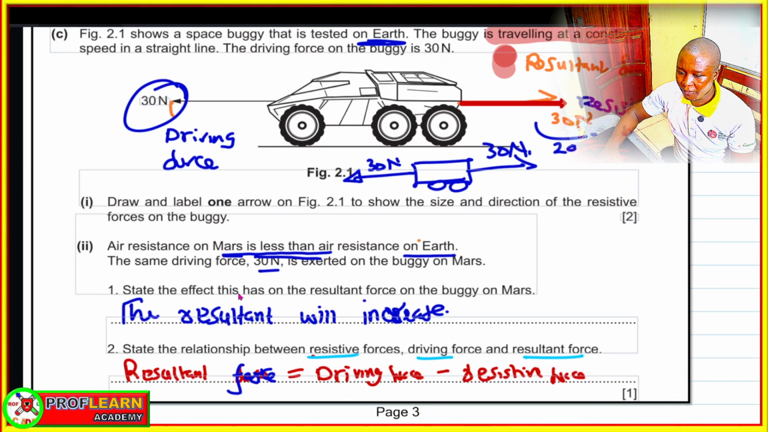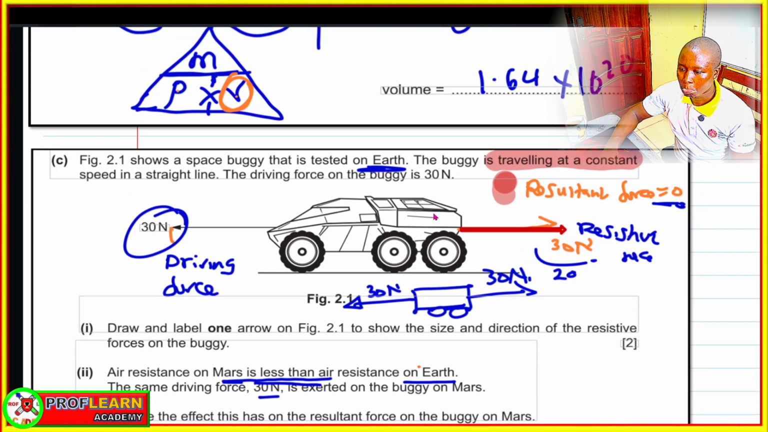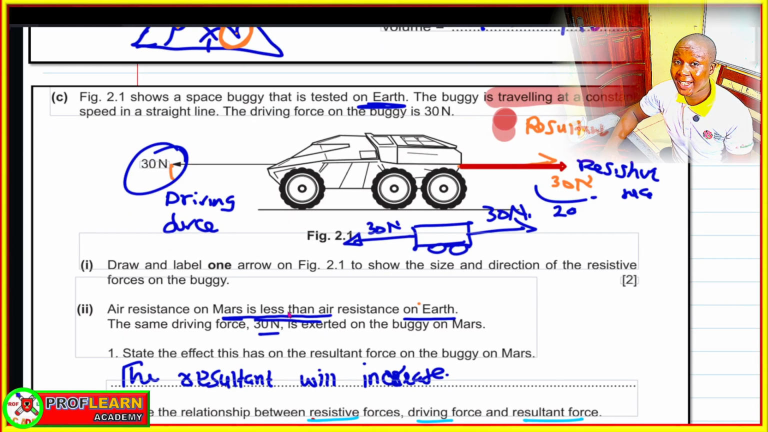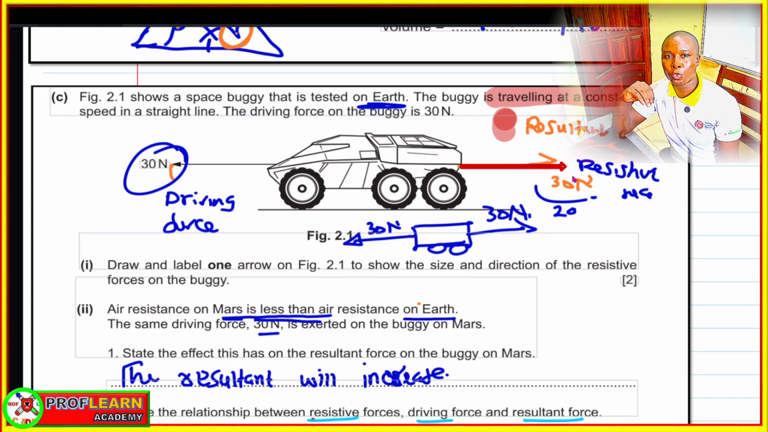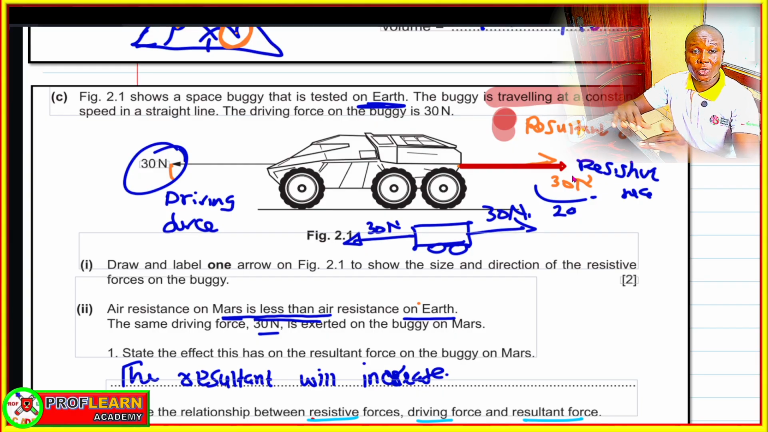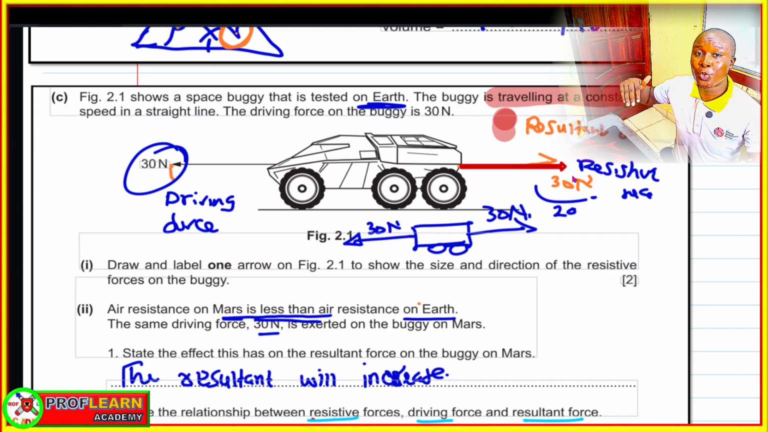Then state the effect. Remember, we are told that air resistance on Mars, this was on Earth, but on Mars, air resistance is less. So if this force is going to remain the same, then the resistive force is going to be less. While right now it's on Earth, the forces are balanced, 30, 30. Resistive force is 30. But when this buggy is going to be placed on Mars, so that it can do the analysis and send the information to the scientists on Earth, so that we can analyze what's happening on that planet, then we are told that the resistive force is less, which means that if the driving force is going to remain 30, then the resistive force is going to be less than 30, then it means there will be a resultant force forward.